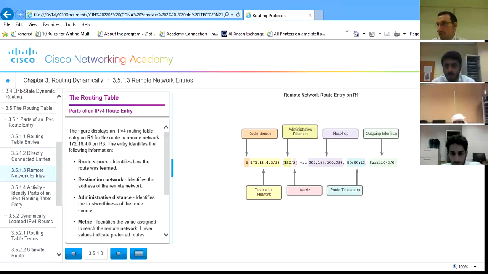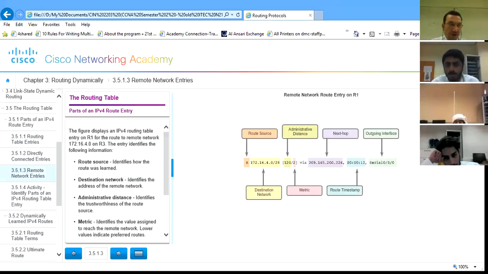So in general, this is what a routing entry will look like in the routing table. It will always have the route source. How did we learn this route? From what? Is it R for RIP? Is it O for OSPF? Is it D for EIGRP? Is it C directly connected? Yeah. The actual network address itself, the destination network, the admin distance followed by a slash and then the metric.